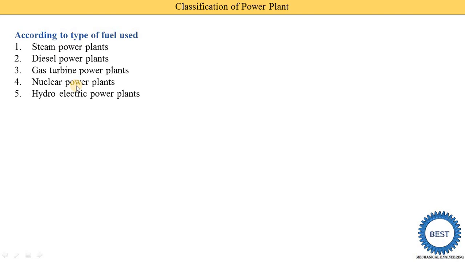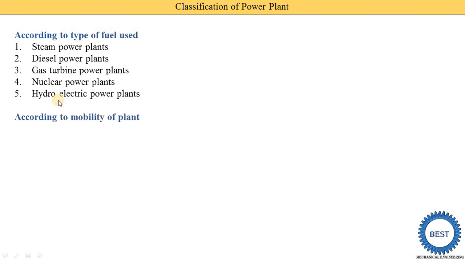The fifth one is the hydroelectric power plant. Hydro means water. By using water we run the turbine. The turbine produces mechanical energy. This mechanical energy is supplied to the generators, and electrical energy is produced. The second classification is according to the mobility of the plant.